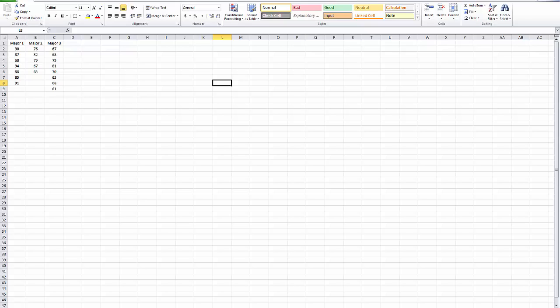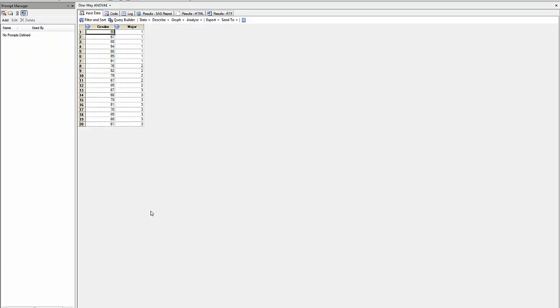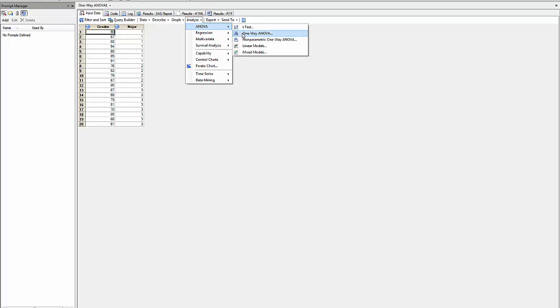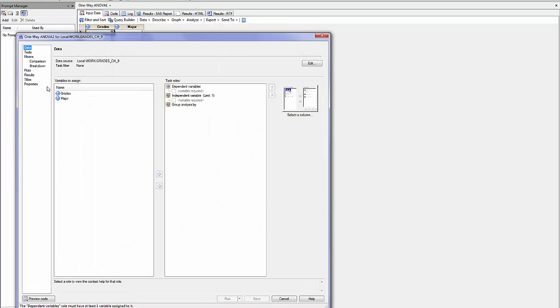Here we have 3 categories, 3 different majors, and we would like to compare the performance of students in those majors. In order to use SAS EG to interpret and analyze the data, it will need to be stacked. My dependent variable grade will be in one column, and the different majors will be characterized by 1, 2, and 3. Data is then imported in SAS, and the analysis ANOVA one way will be performed.